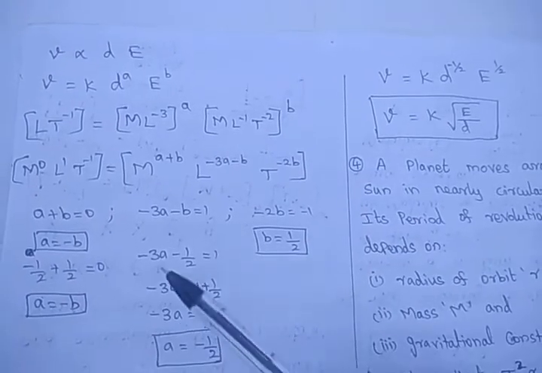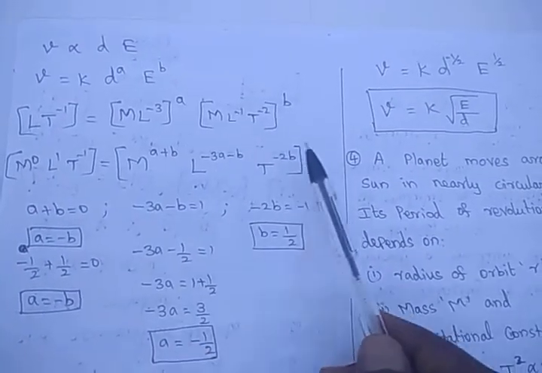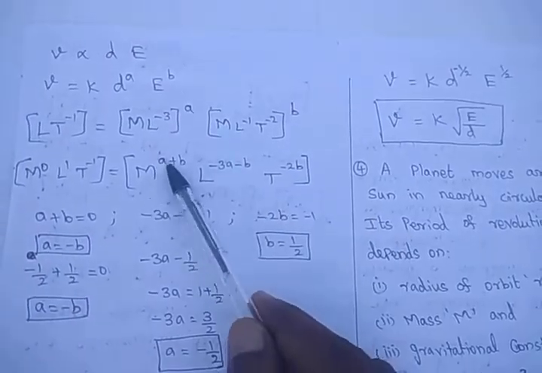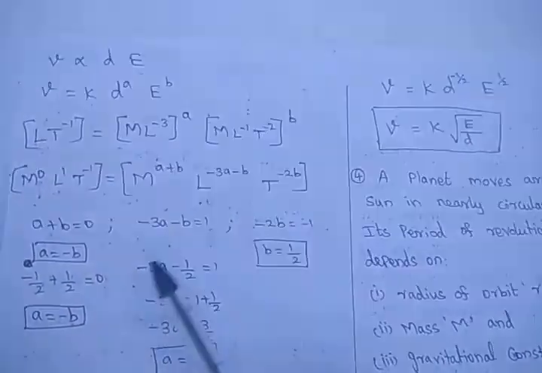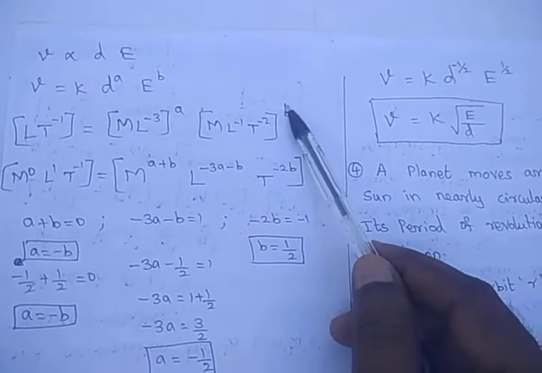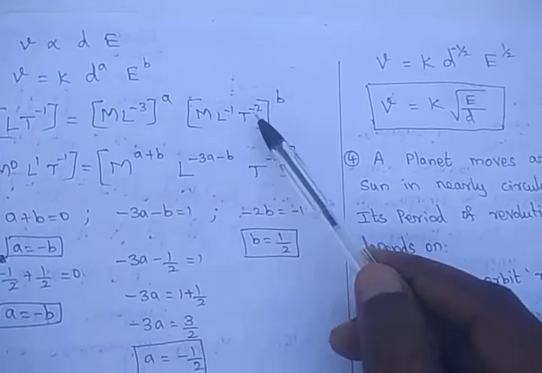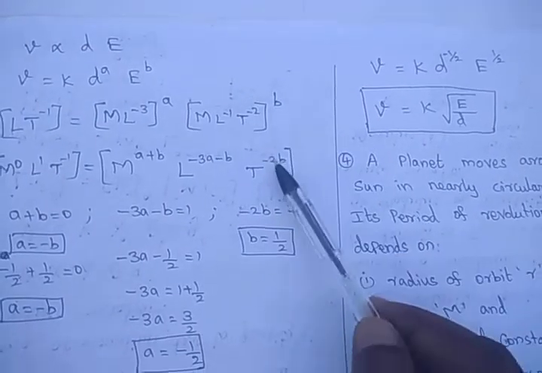What is the next step? Yes, split M, L, T separately. So M power A and M power B, so M power A plus B. L power minus 3A and L power minus B, so L power minus 3A minus B. Here there is no T term on the left, and on the right only one T term, T power minus 2B.